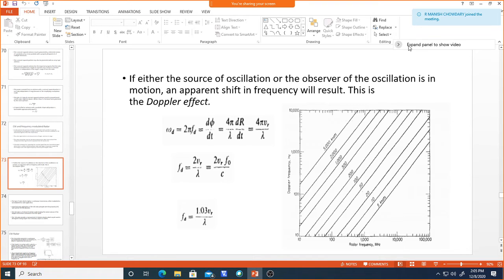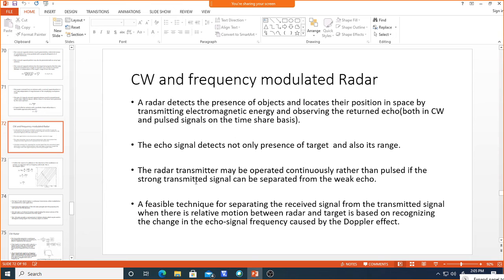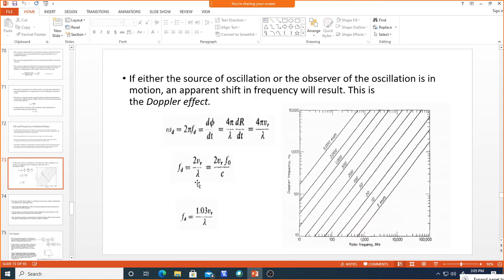Okay, so we were discussing continuous wave and frequency modulated radar. We discussed the equation for the Doppler frequency, how we can represent it with the transmitted frequency and the relative motion of the target. This relative motion is either with respect to the observer or with respect to the target.